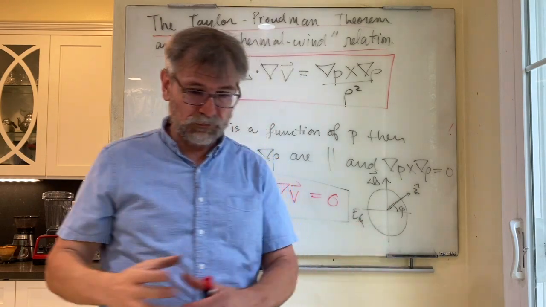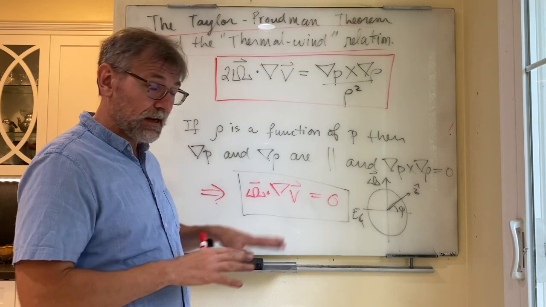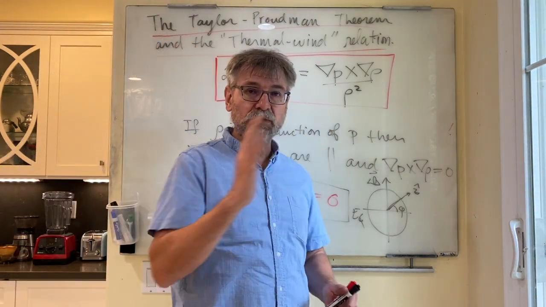So it can move horizontally. There can be horizontal shear. dV/dx and dV/dy don't have to be 0, but dV/dz will vanish. And so you have fluid that's moving in rigid columns.